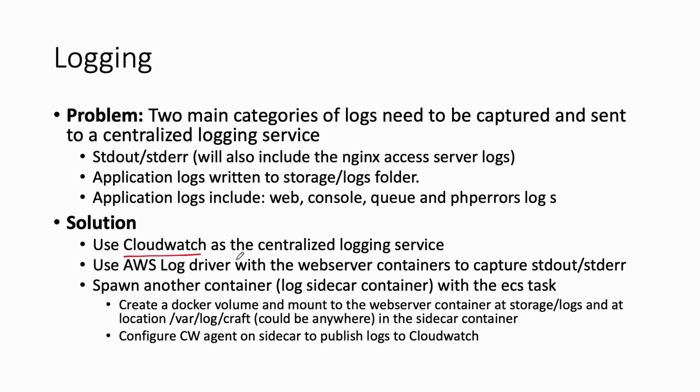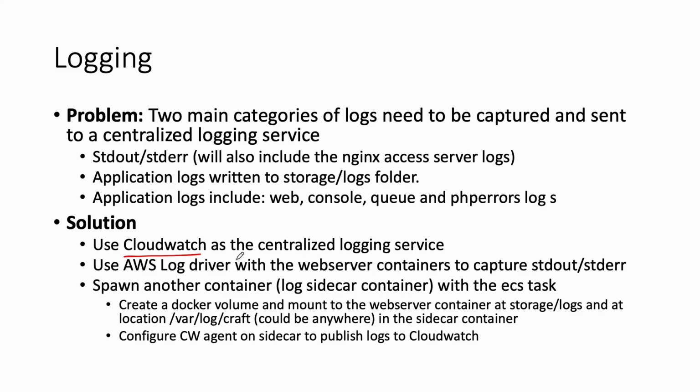First is stdout and stderr. The reason we need these is that in the base container image we are using, Nginx server access logs are outputted to stdout and stderr. So we need a solution to send these to CloudWatch. Also, Craft stores application logs under the storage logs folder, so we need a way to send these logs to the centralized log service as well.